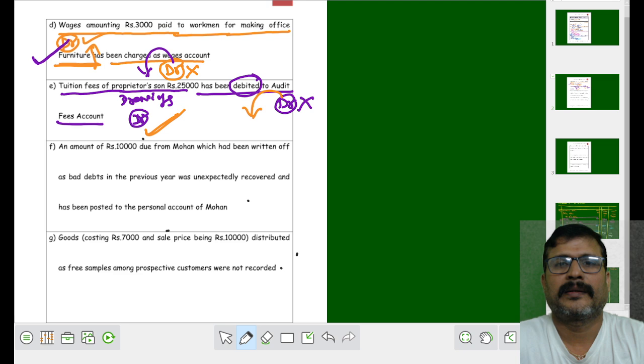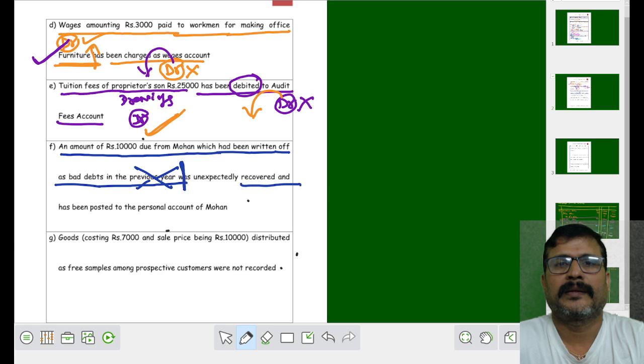See the next one. What happened in the next transaction, my dear students? An amount of rupees 10,000 due from Mohan, which had been written off as a bad debt in the previous year. In the previous year itself, it is written off as a bad debt. So since it belongs to previous year, we should not take it. Up to this sentence, it is totally useless. Unexpectedly recovered. Now it's important. Previously it was written off as a bad debt.